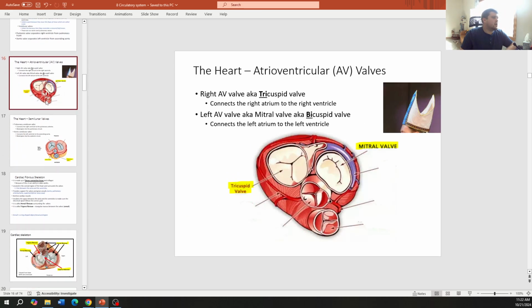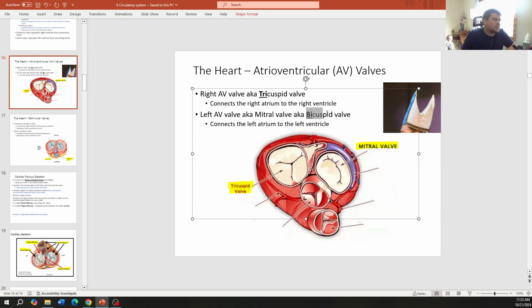Continuing. So looking at each of these valves, again, you need to know the names and what they connect. So the right AV valve connects the right atrium and the right ventricle. This is also known as the tricuspid valve. Tri being 3, so it has 3 cusps in the valve. The left AV valve, which connects the left atrium to the left ventricle, is also known as the mitral valve, supposedly because it looks like a mitre hat of a bishop, like in the Catholic Church. Again, I don't really see it, but that's what it's named after. Or it's also known as the bicuspid valve because it has 2.